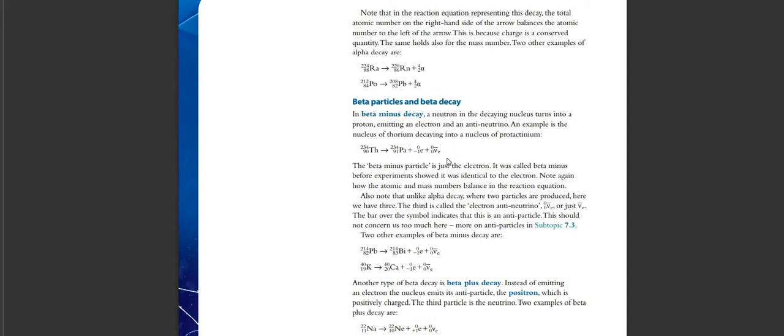We're going to get to the antineutrino when we get to 7.3, which is the subatomic particles. For the most part, you just ignore the antineutrino because all it does is carry some energy, but it's completely massless, so it's often easier to ignore it because it doesn't have much of an effect. And the beta minus particle is just an electron. Once again, you can take the sum to make sure that the masses balance out in both cases.